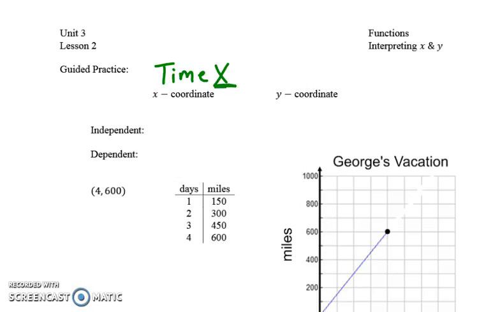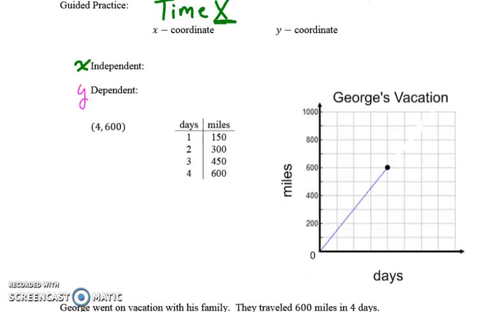So my independent is my x-axis, or my x-coordinate. Oh, wait a minute. It looks like we need to look at George's stuff, okay? So this is going to be my x, and my dependent is going to be my y. Okay, so let's look at this. I have a feeling we got to look at George's vacation.